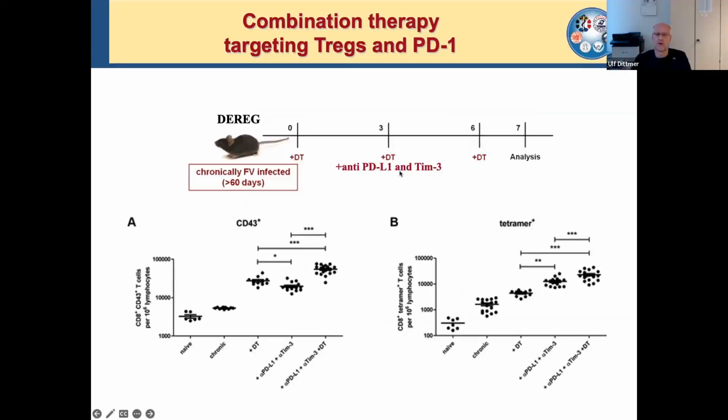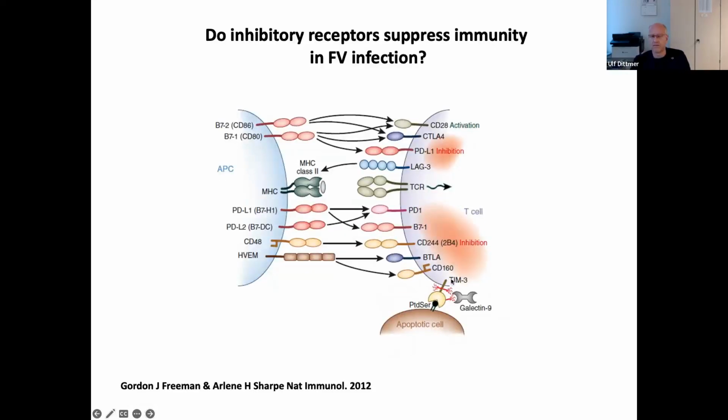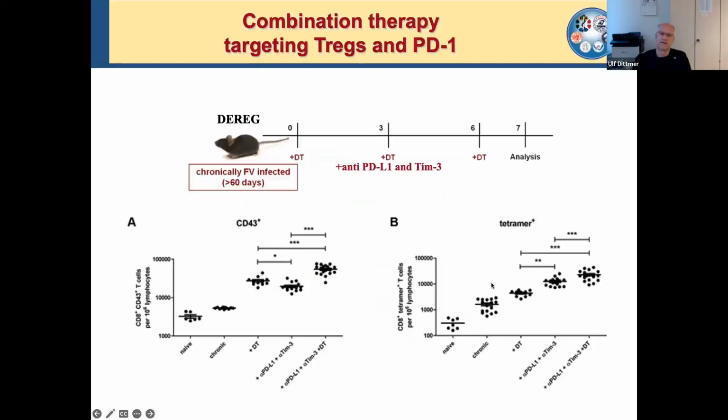Actually, we not only blocked PD-L1, but also TIM3, here another inhibitory receptor that you see down here. So it was already a combination therapy of different antibodies. And at the same time, we depleted regulatory T cells. So again, we used the Treg mouse, initiated chronic infection, waited 60 days after infection, and then we started this treatment to target the Tregs and the inhibitory receptors at the same time.